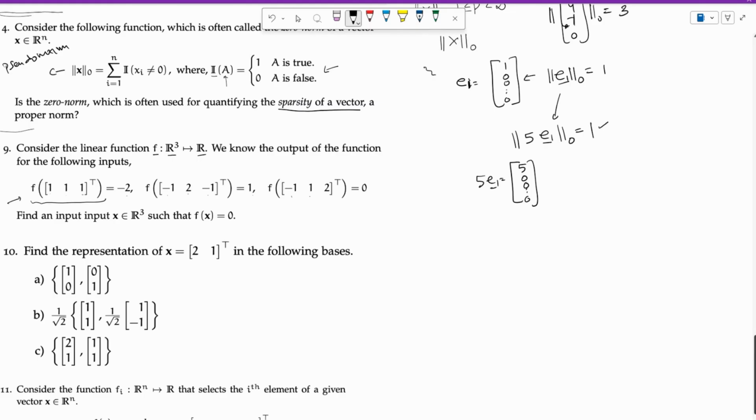Now the question is, we know that this input produces 0. Can you list other inputs that could produce 0? Or other values of x that could produce f of x equals 0? Given that we know this input-output relationship and that the function is linear. Is the question clear or no? If it's not clear, let me know. Often the problem is the question is not clear.